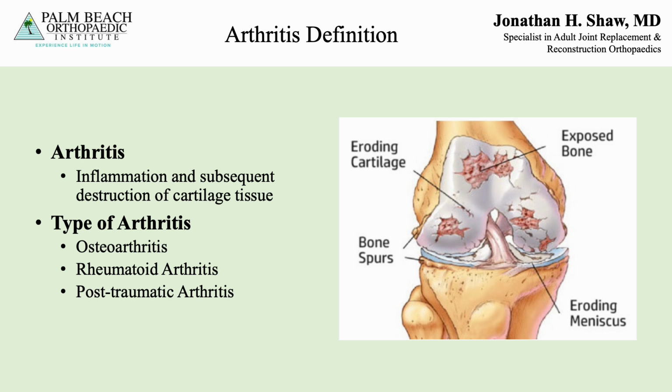Arthritis is defined as inflammation within that knee joint and then the subsequent destruction of cartilage tissue. This is what we define as bone-on-bone arthritis or end-stage arthritis. There are different types of arthritis, including primary osteoarthritis that occurs with your normal wear and tear of your knee as we age, as well as a genetic factor. There are different types of arthritis, including rheumatoid arthritis and post-traumatic arthritis.